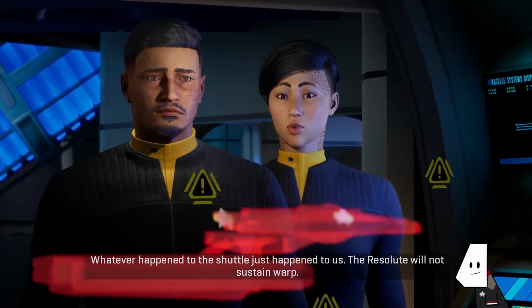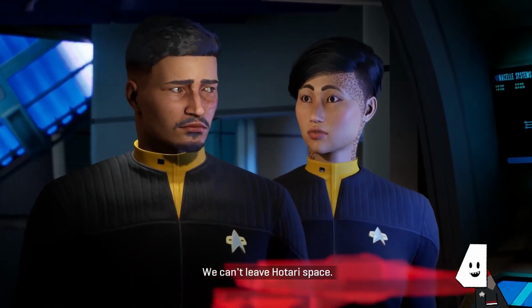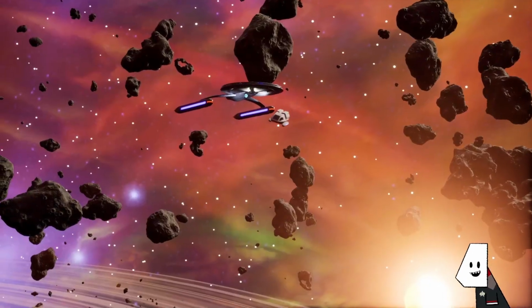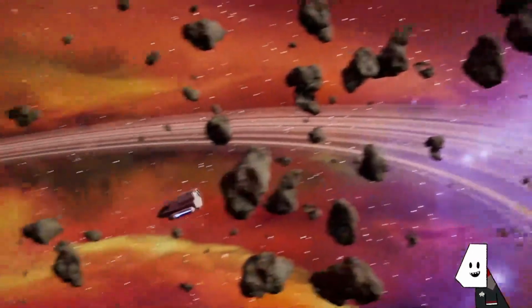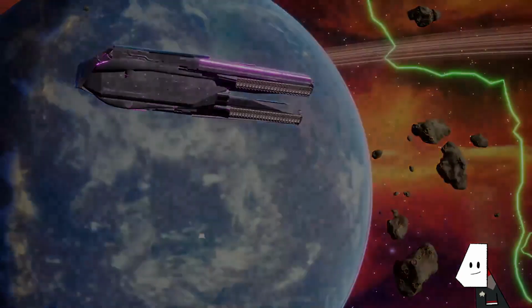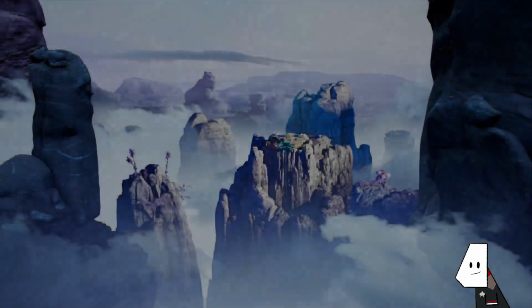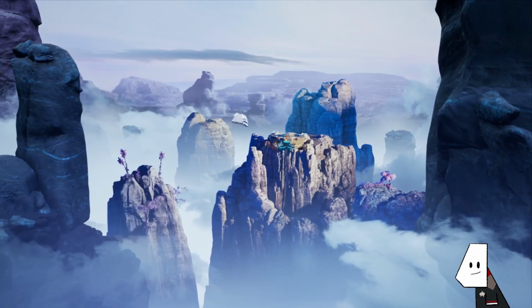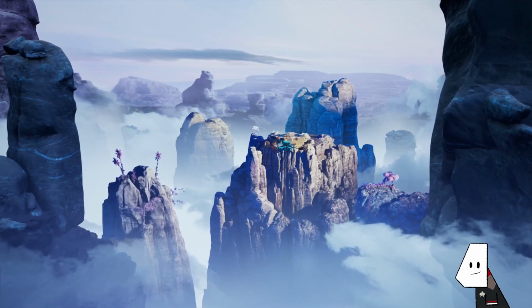Wait, but I thought this was... We can't leave Hatari space. I thought this was a simulation. Does that mean he was trying to warp just then, or is it a simulation, but that simulation means that we won't be able to warp? I'm guessing the second one, because he just said we're stuck in Hatari space. I don't know. We will see. So something's wrong in Hatari space, maybe? Like warp bubbles or graviton bubbles or something.